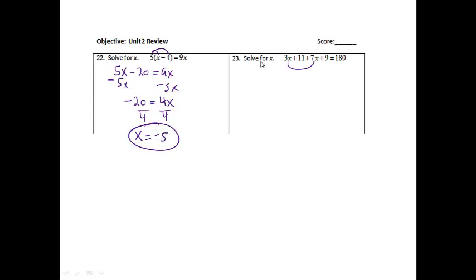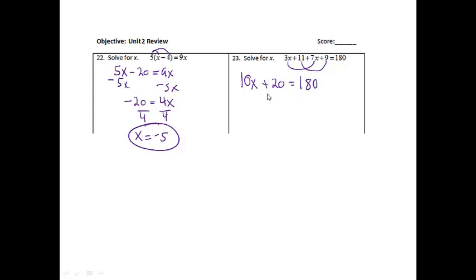Alright, for 23, solve for x. 3x plus 11 plus 7x plus 9 equals 180. On this one, we want to combine like terms, so since 3x and 7x are on the same side, let's just put them together. 3x plus 7x is 10x, and then the 11 and the 9 are both on the same side, so if we put those together, we'll get positive 20, and then it equals 180.